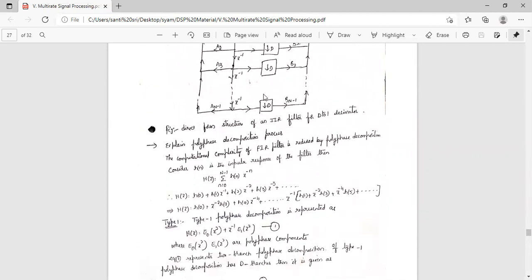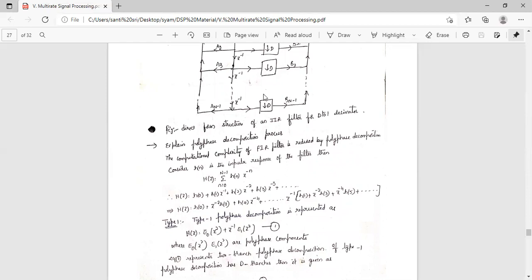Okay, next, explain the polyphase decomposition process. What is the polyphase decomposition process? The computational complexity of an FIR filter is reduced by polyphase decomposition. What is this used for? The computational complexity of an FIR filter is reduced by polyphase decomposition.